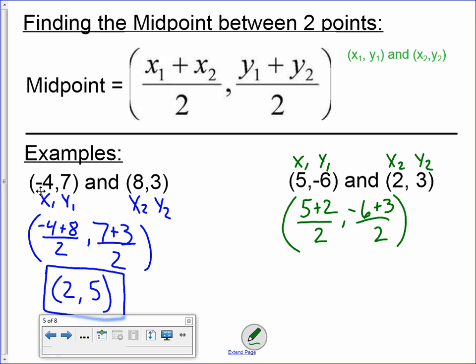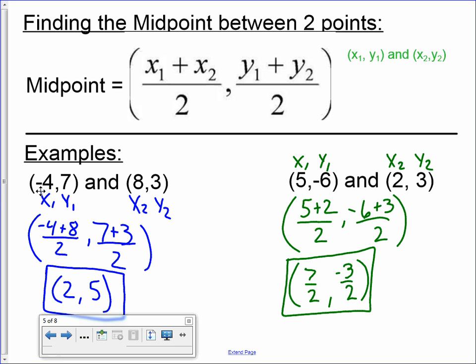5 plus 2 is 7, and 7 divided by 2 is going to give me a decimal. Now, it is a common practice that we just leave this in fraction form. We leave this as 7/2, or 7 over 2. -6 plus 3 is -3, and -3 divided by 2, again, is a decimal. So a common practice is we're going to leave it as -3 over 2. This is my midpoint right here.